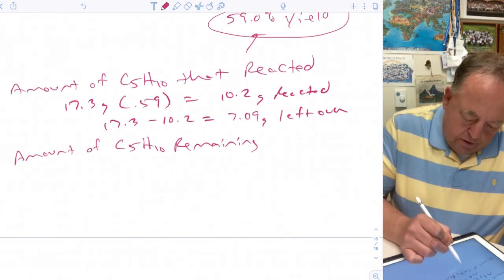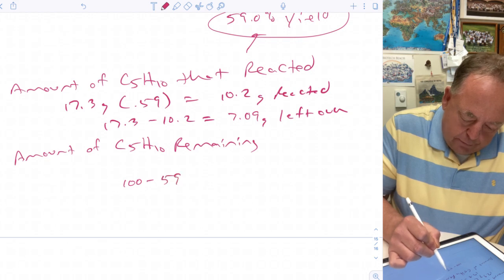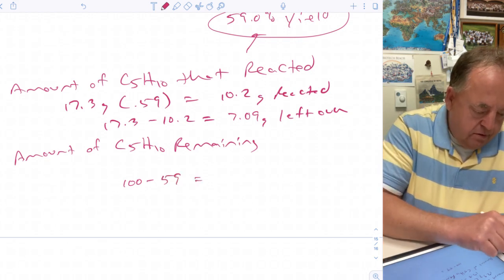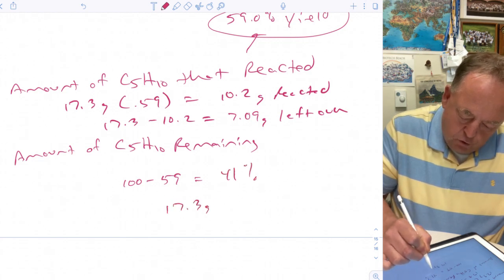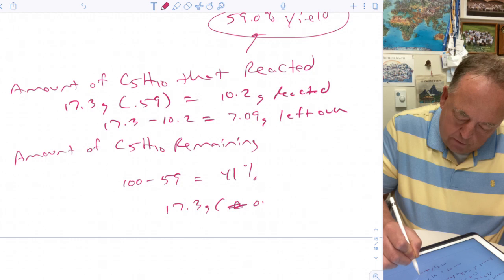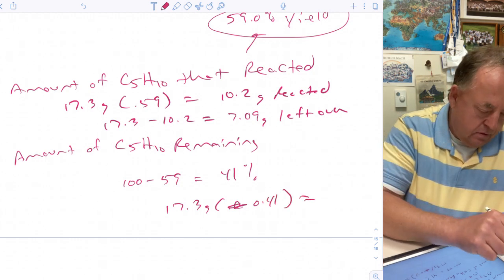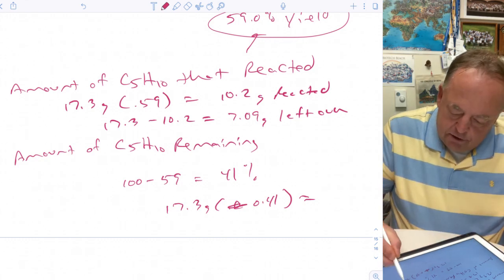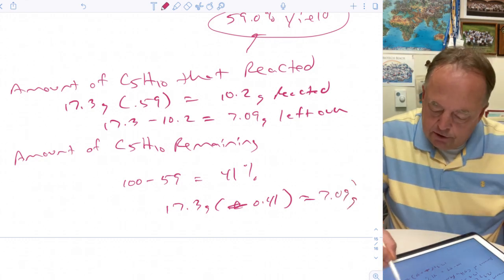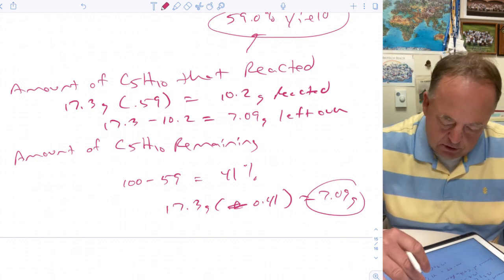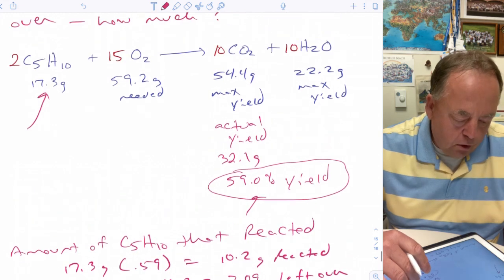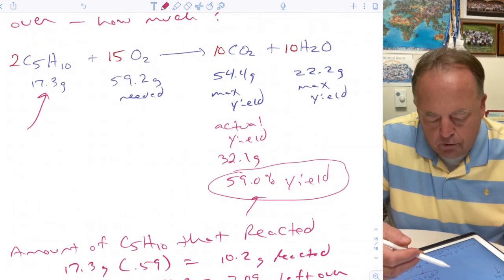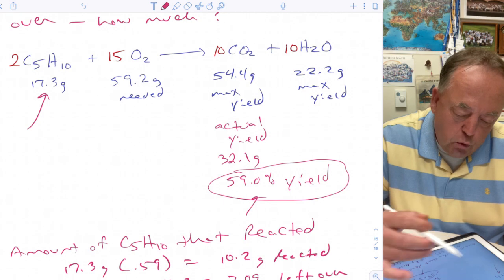Or of course you could have done the 100% minus 59% to give you 41%, and then 17.3 grams times the 0.41, and obviously you get the same number. So if the reaction only went in 59% yield, there would be 7.09 or 7.1 grams of C5H10 left over, and there would be some O2 left over.